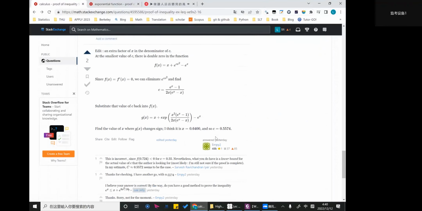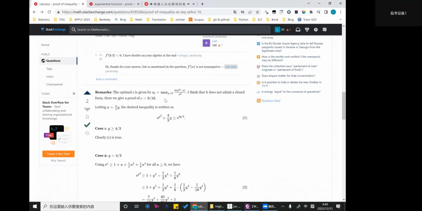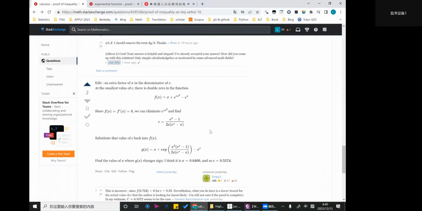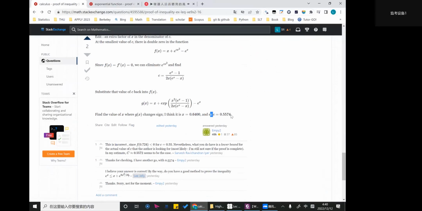Let me see. It's given by solving this, the maximized value of this. And of course, it doesn't have a closed form. The analytical value is here. C equals 0.5574. And 9 over 16 is about 0.56, so they are close. So Wainwright used somewhat sharp bounds here. But using this inequality is also okay.